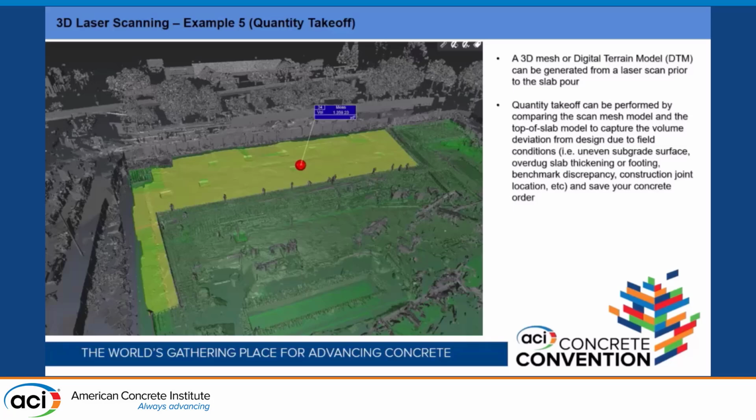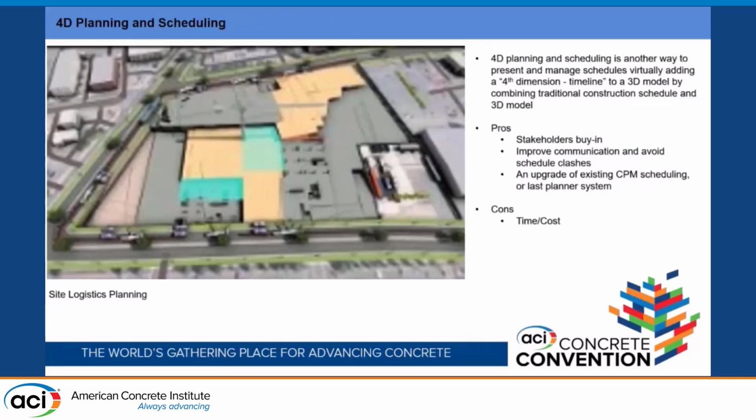And you can generate a 3D mesh model from the scan compared to your design top of slab surface. So comparing those two surfaces, you can calculate the volume for your concrete order. A lot of times it is more accurate compared to your theoretical volume number from the model, because the pad is not always perfect. Sometimes there's a low or high spot, and if you have a pit, it's always overdrive. So this is going to capture the actual concrete from the scan.